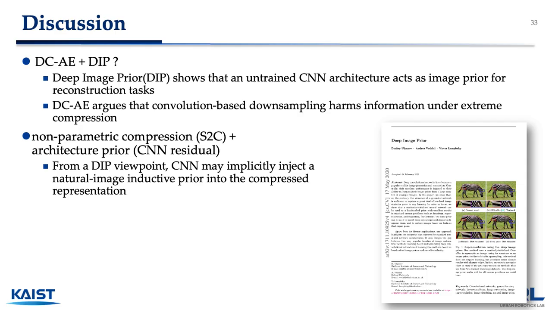Before we wrap up, let me raise a discussion point. Last class, we talked about the deep image prior paper, which showed that an untrained convolutional network architecture itself can act as a strong natural image prior. In contrast, DCAE argues that convolution-based downsampling harms information under extreme compression, and therefore they replaced it with non-parametric operations like S2C. This raises the question: can we combine the strengths of these two views?